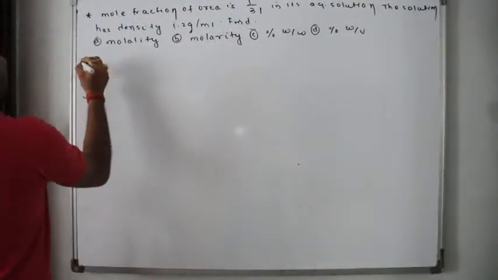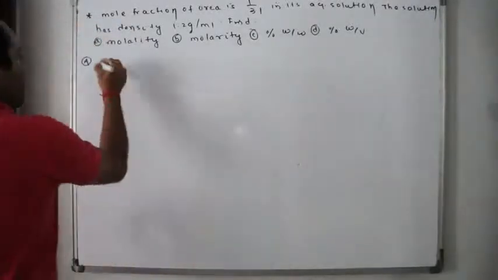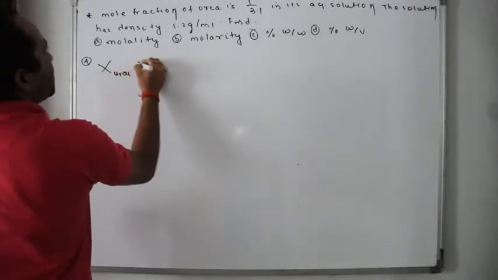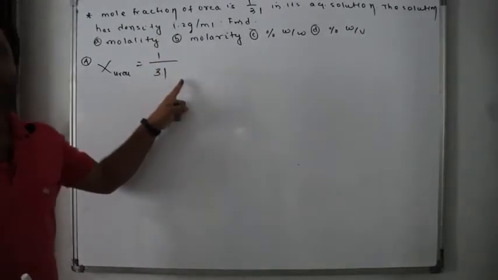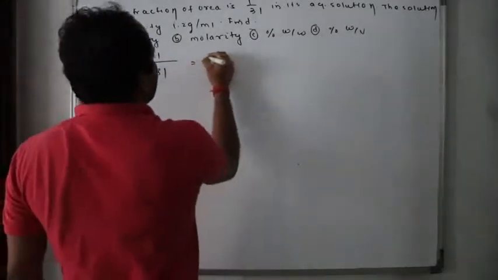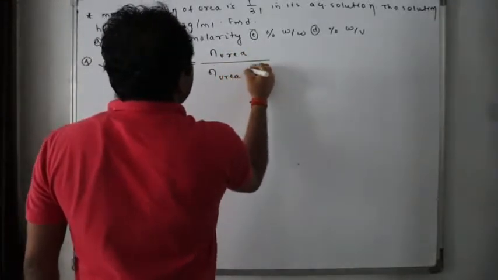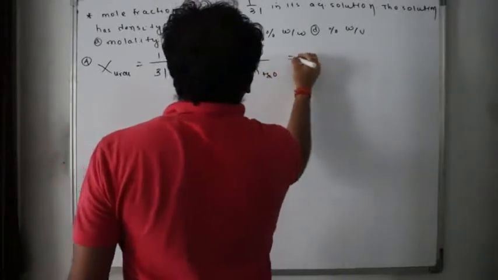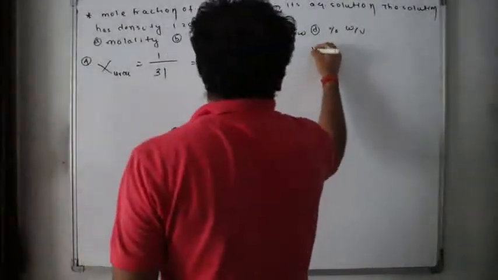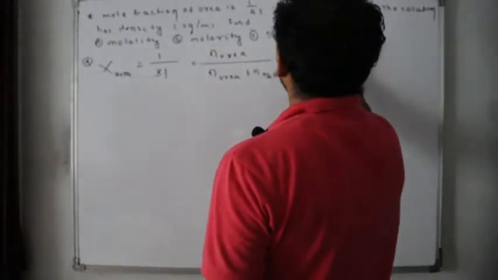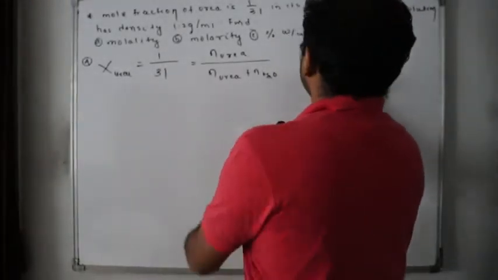What is that? They have given us mole fraction, isn't it? To be very honest, mole fraction of urea is equal to 1 by 31. That means 1 is the number of moles of urea and 31 is the total number of moles. I can assume it. That is equal to number of moles of urea by number of moles of urea plus number of moles of water. Yes or no? If I assume number of moles of urea to be 1.